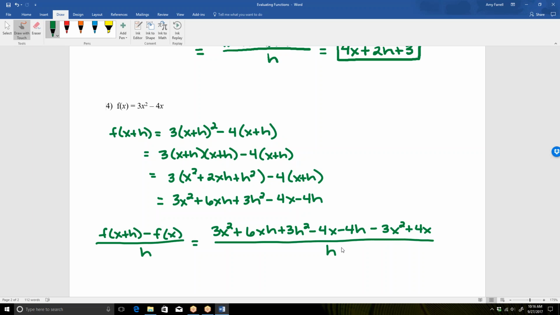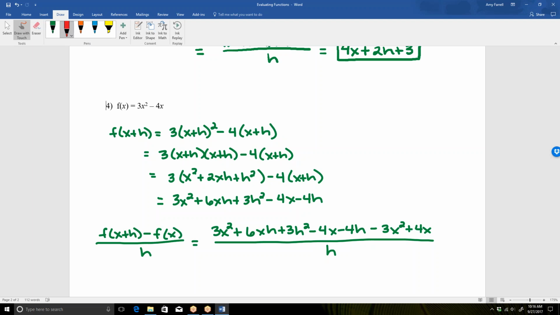Now notice when I subtracted f of x, I subtracted 3x squared. I also subtracted negative 4x. When you subtract a negative 4x, it turns to positive 4x. So that is going to be plus 4x. All signs are going to change in f of x when you subtract.